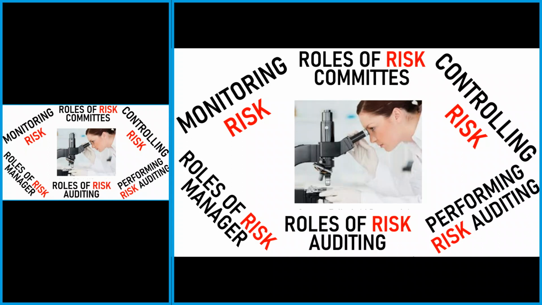Because the BOD has a lot of other functions they are responsible for, they can delegate and give authority to some other committees to do certain things on their behalf. So the role of the risk committee: they are given the authority, but not the authority to decide on behalf of the organization about critical risk management decisions. They are to review and report back to the board so that the board can take the decision.